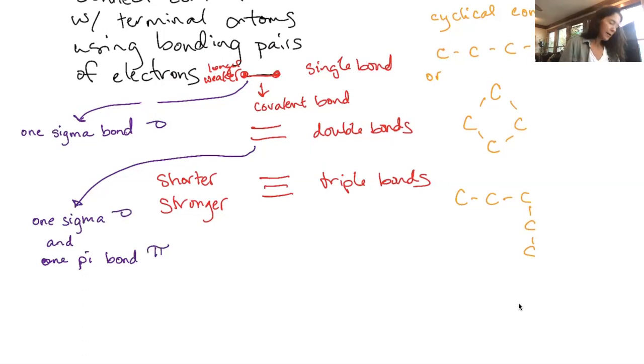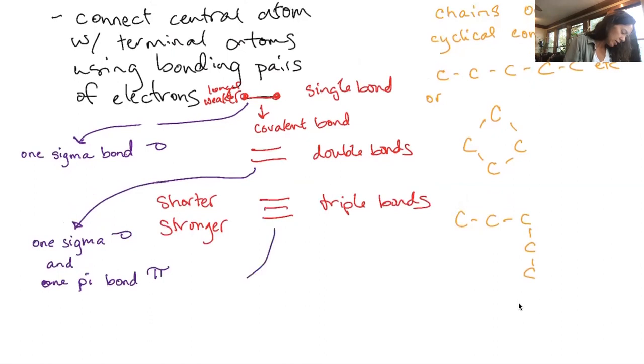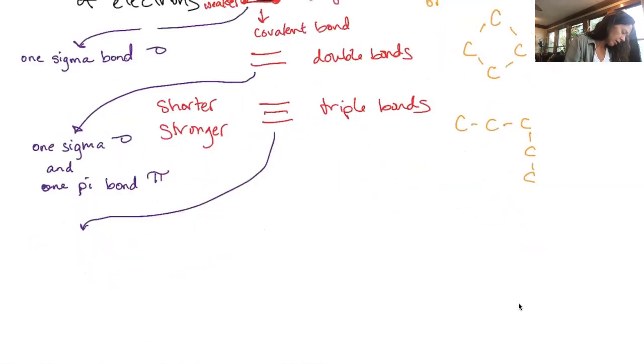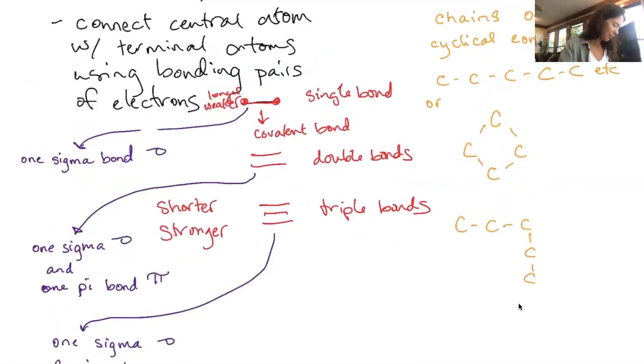Duh, right? And then this is composed of one sigma, which is kind of like that, and two pi. Those are overlapping S and P orbitals and stuff like that.